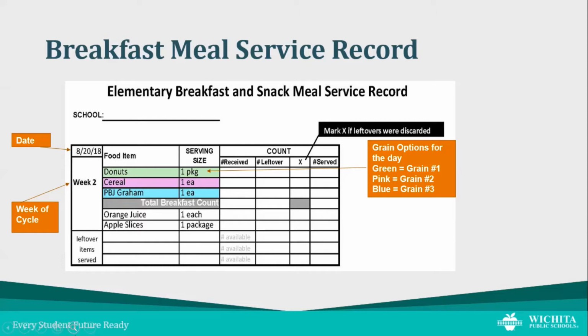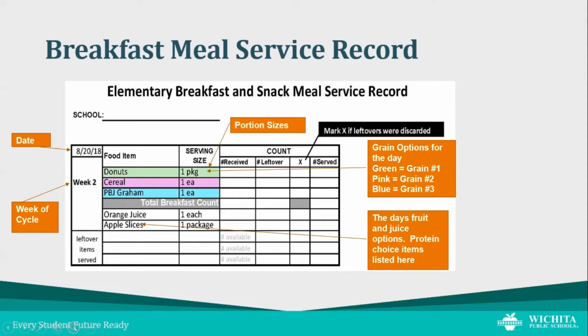The fruits offered for that day are listed under the total breakfast count. This is also where protein items will be listed. These are choice items. The kids can choose to take those items or not. It also lists the portion size of each item.